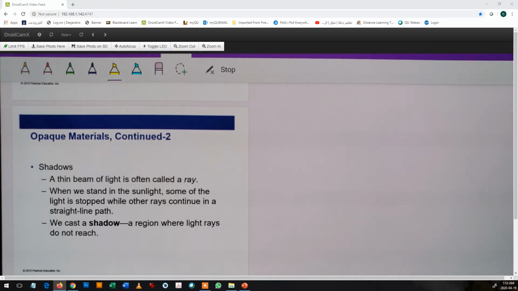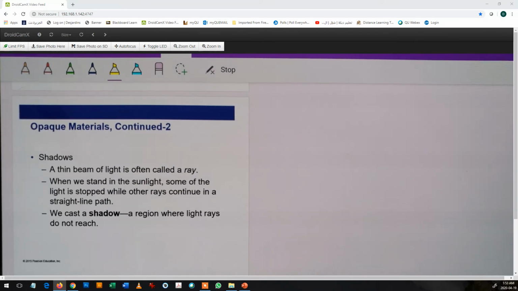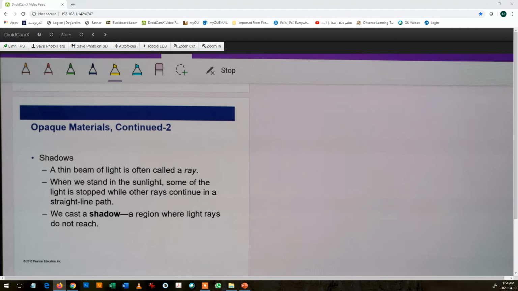Now let's talk about shadows. What is a shadow? Shadows: a thin beam of light is often called a ray. When we stand in the sunlight, some of the light is stopped while other rays continue in a straight line path. We cast a shadow, a region where light rays do not reach. This is the shadow.